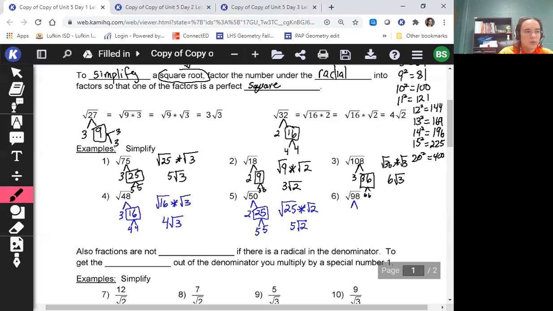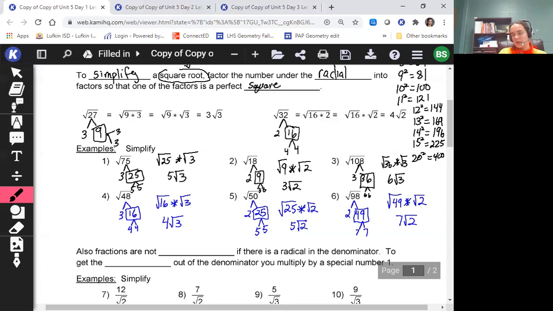Next one, we have square root of 98. And 98 is divisible by 2. It gets us 49. And 49 is a perfect square because it's 7 times 7. So we've got the square root of 49 times the square root of 2. Square root of 49 is 7, so we've got 7 square root of 2.